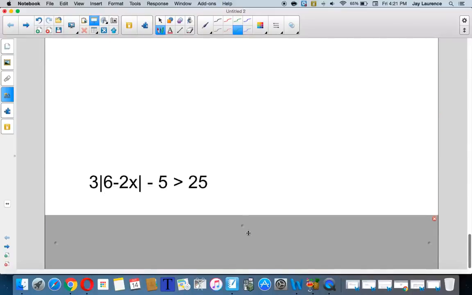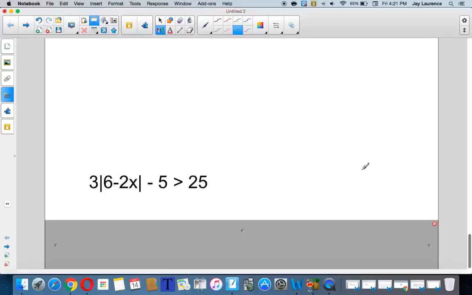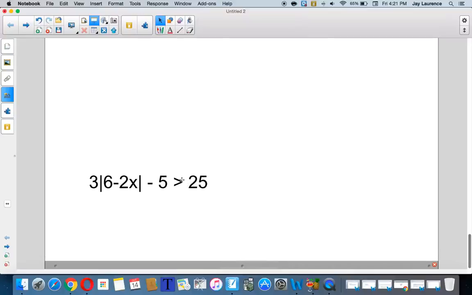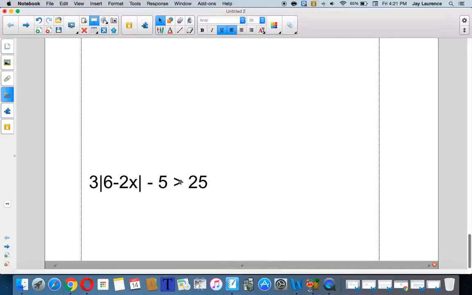And I've got one more problem I want to do. And you know what? I think I'm going to actually alter that. I'm going to make that, hold on a second, it's not working so well. I'm going to make that a less than instead of a, oops, wrong button.